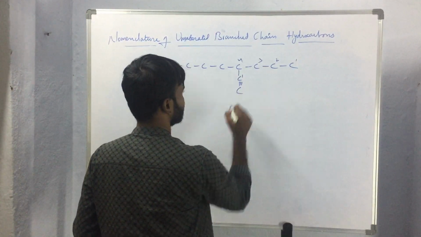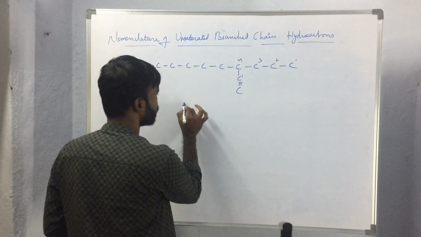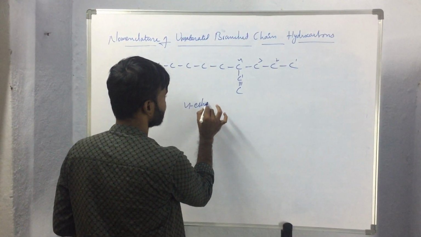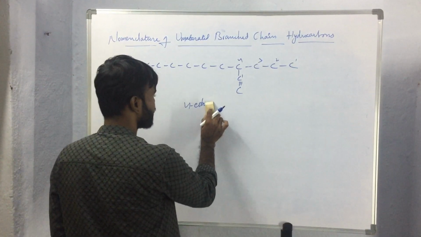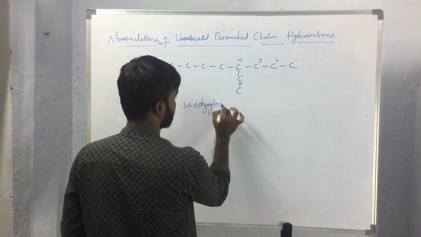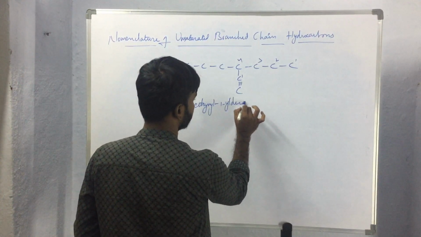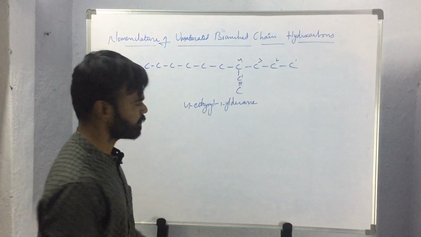So what if a triple bond is present? Then instead of writing 4-ethenyl, we will be writing 4-ethynyl-1-yl decane. So like this we will be naming the compound.